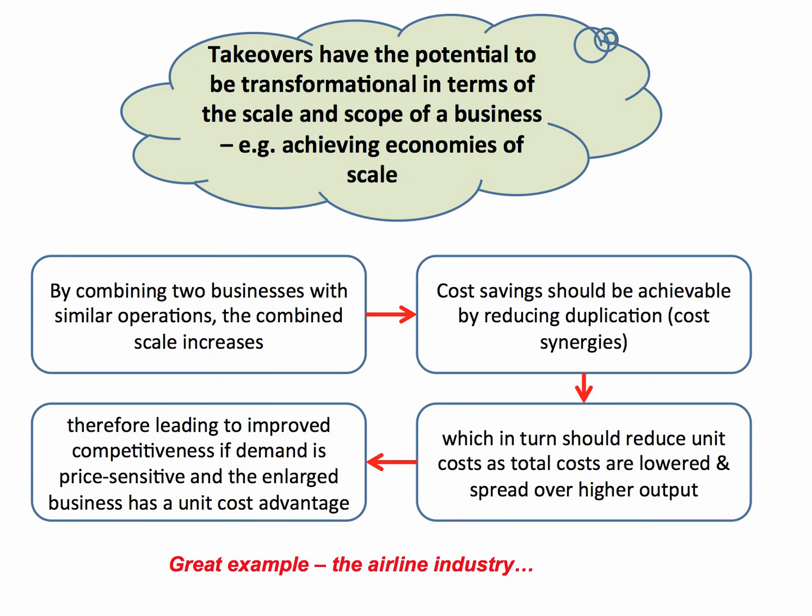But if you can also achieve what are known as cost synergies, reductions in costs, for example, greater buying power, reducing duplicated functions, reducing headcount, you should be able to reduce your unit costs through greater scale, economies of scale and cost synergies. As unit costs fall, that should enable the business to become more competitive, particularly if it's competing in markets where demand is sensitive to price.